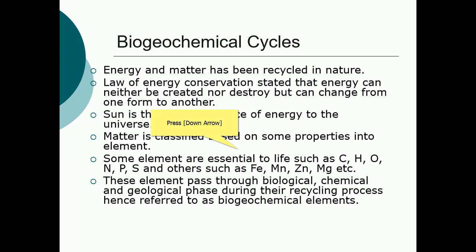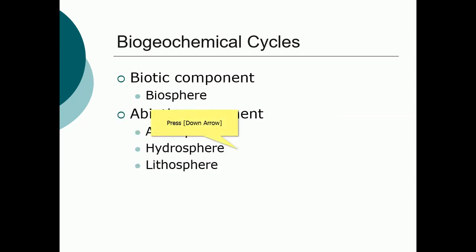So then we define what a biogeochemical cycle is. The biogeochemical cycle basically is defined as the movement of these nutrients, or rather elements, between the biotic and the abiotic components of the ecosystem. What are the biotic and the abiotic components? The biotic component is actually the biosphere, and then the abiotic component comprises the atmosphere, the hydrosphere, and the lithosphere.